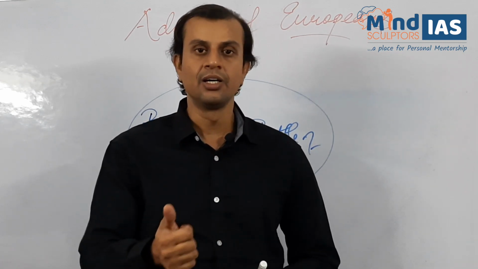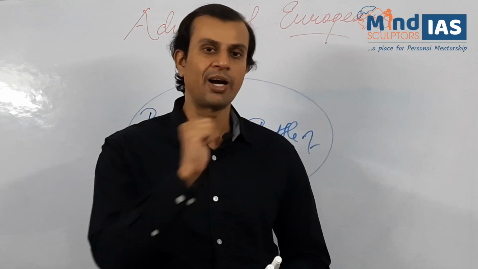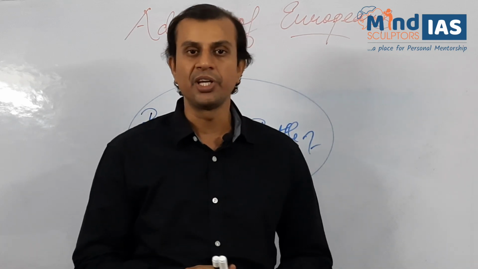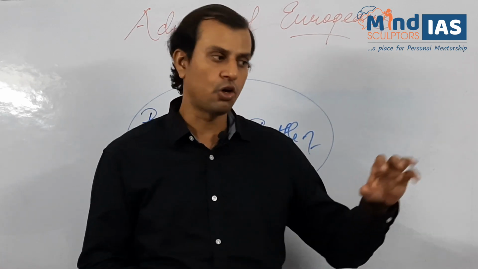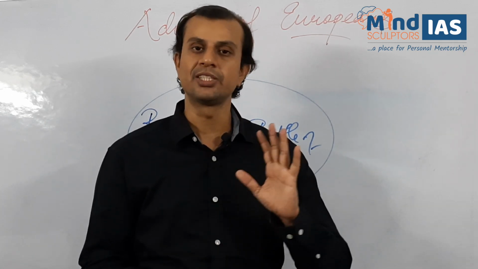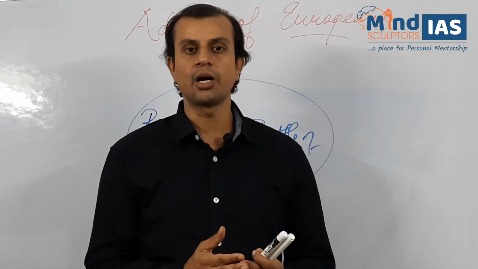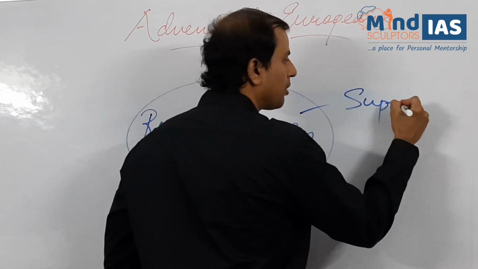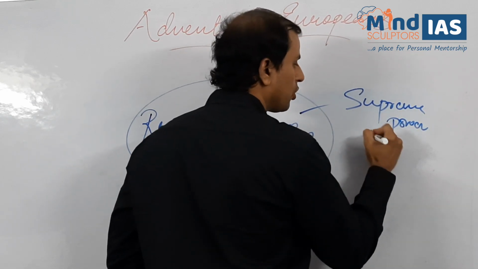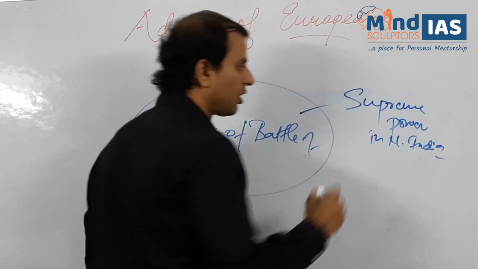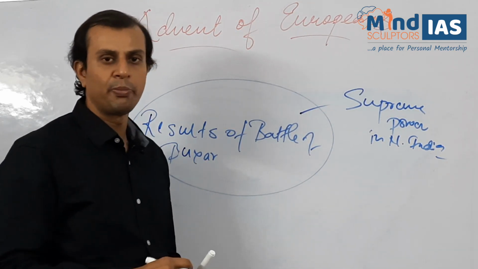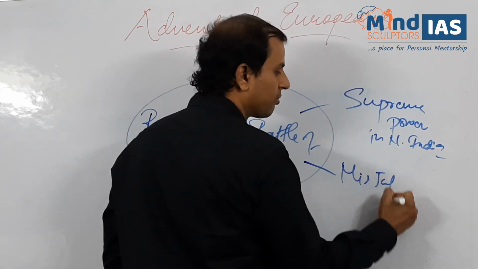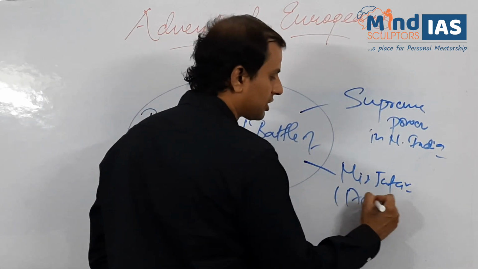Next comes the result of the Battle of Buxar. As we discussed earlier, the East India Company emerged victorious. Now, what was the significance or result? First, the East India Company was able to defeat the combined forces of Awadh, Bengal as well as the Mughal Emperor. This made the East India Company a supreme power in North India. Now Mir Qasim was removed from the post of Nawab of Bengal and Mir Zafar again became the next Nawab of Bengal, since 1763.